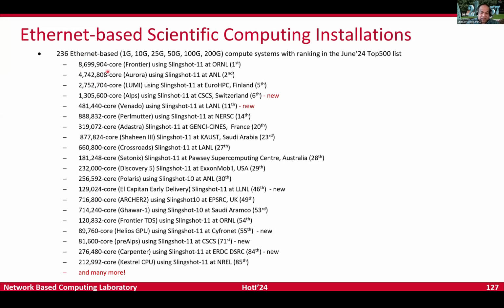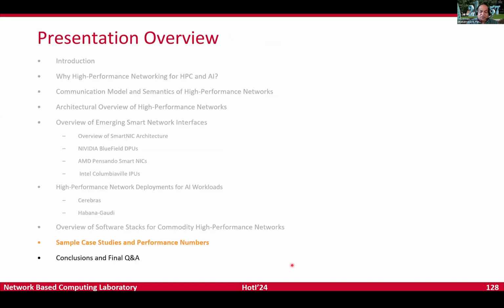So these are, as you can see, 8.6 million cores, 4.7 million cores. They're much bigger than many of these other systems. And in the latest release, a lot of these new systems have come out. This gives a perspective of where things stand, and of course we'll see this continuously evolve over the years. Any questions here from anybody? Okay, I don't think there are any questions.